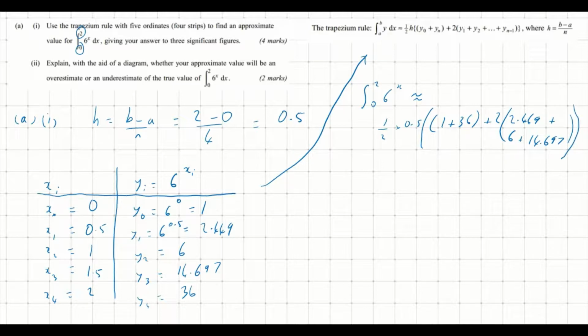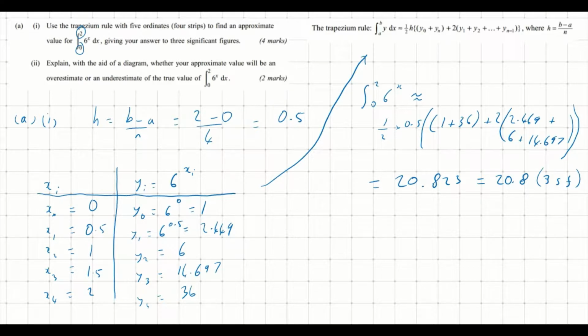And that's it. That's our long calculation. We just need to be a bit careful with the brackets. So we work out 1 plus 36 and then add 2 times 2.449 plus 6 plus 14.697, multiplied by half and multiplied by our h, which is 0.5. If you do this big calculation, you get 20.823. The question asks for 3 significant figures. This is 20.8 to 3 significant figures. That's it. So you just need to be careful putting your y values into the Trapezium Rule formula. Okay, so that's part 1 done.